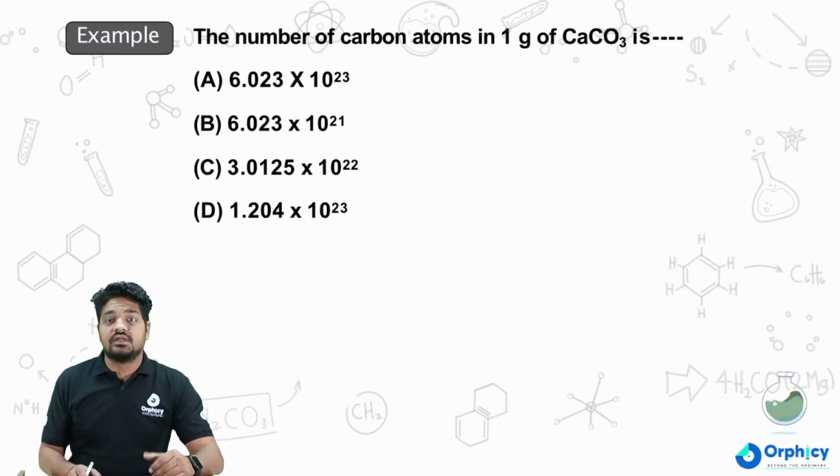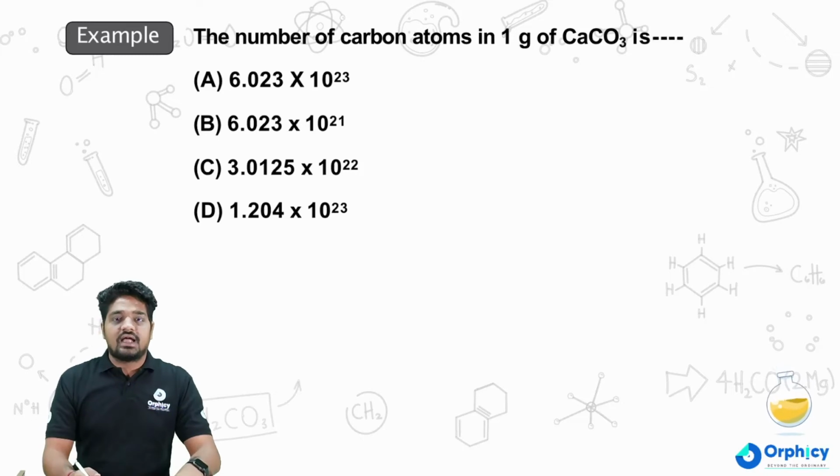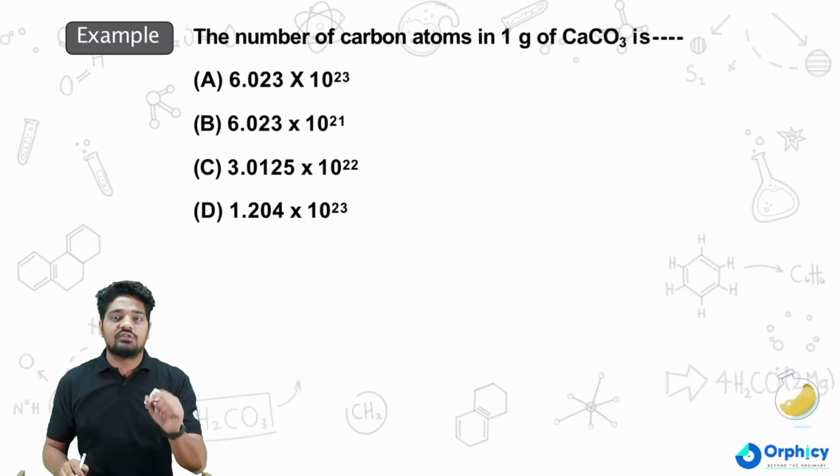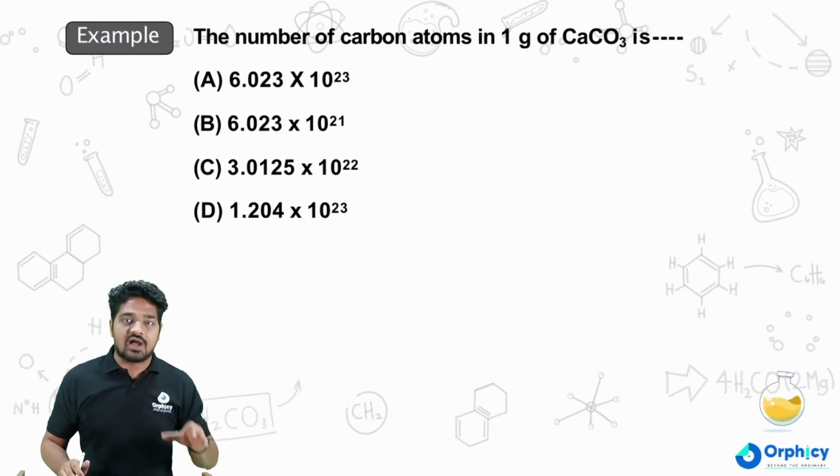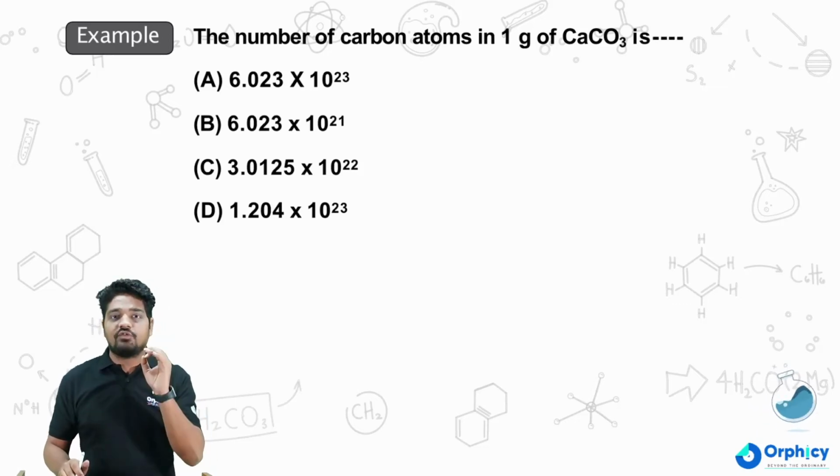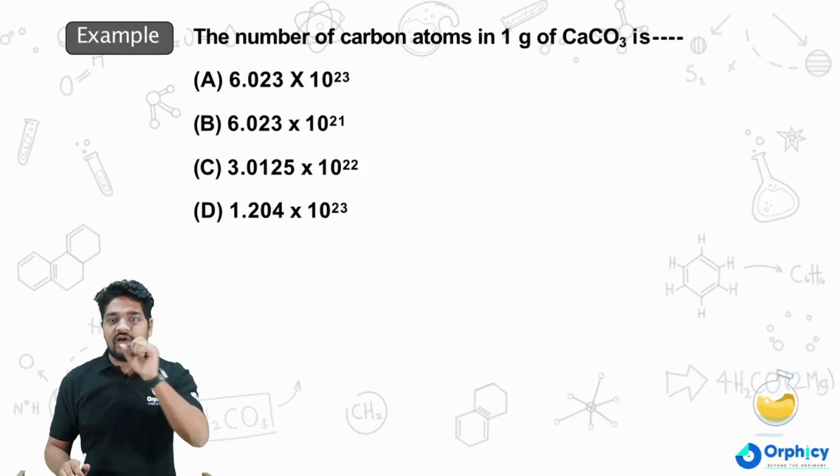Now let's head to the next question. The question says: the number of carbon atoms in 1 gram of CaCO3 is. So in this question we have to find out the number of carbon atoms. But here the condition is we don't have to find the number of carbon atoms in 1 mole. We have to find the number of carbon atoms in 1 gram.